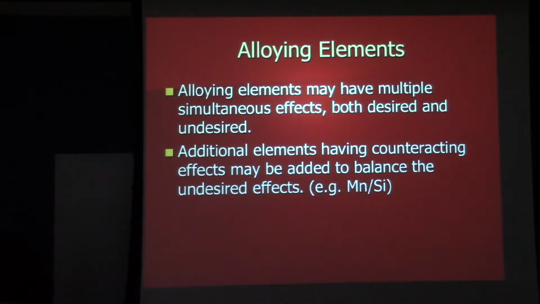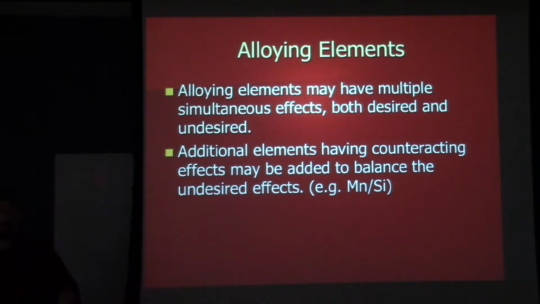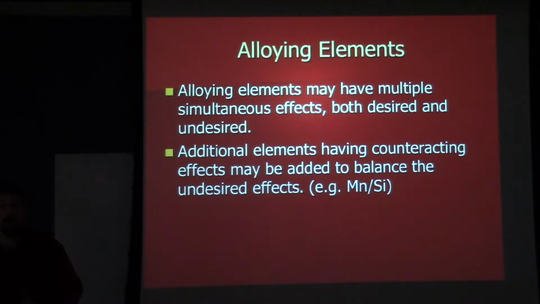Let's see some additional on this. That graph only showed you the effect of alloying elements on the eutectoid temperature. There's lots of other things that could be affected, and they could have simultaneous effects, both ones that we want and ones we don't want. You could have an element that has multiple effects, some good, some not so good, so you might put that element in to get the benefits, but then have to add some other element to counteract the thing you don't want to happen, so that in the end you get the outcome that you want.